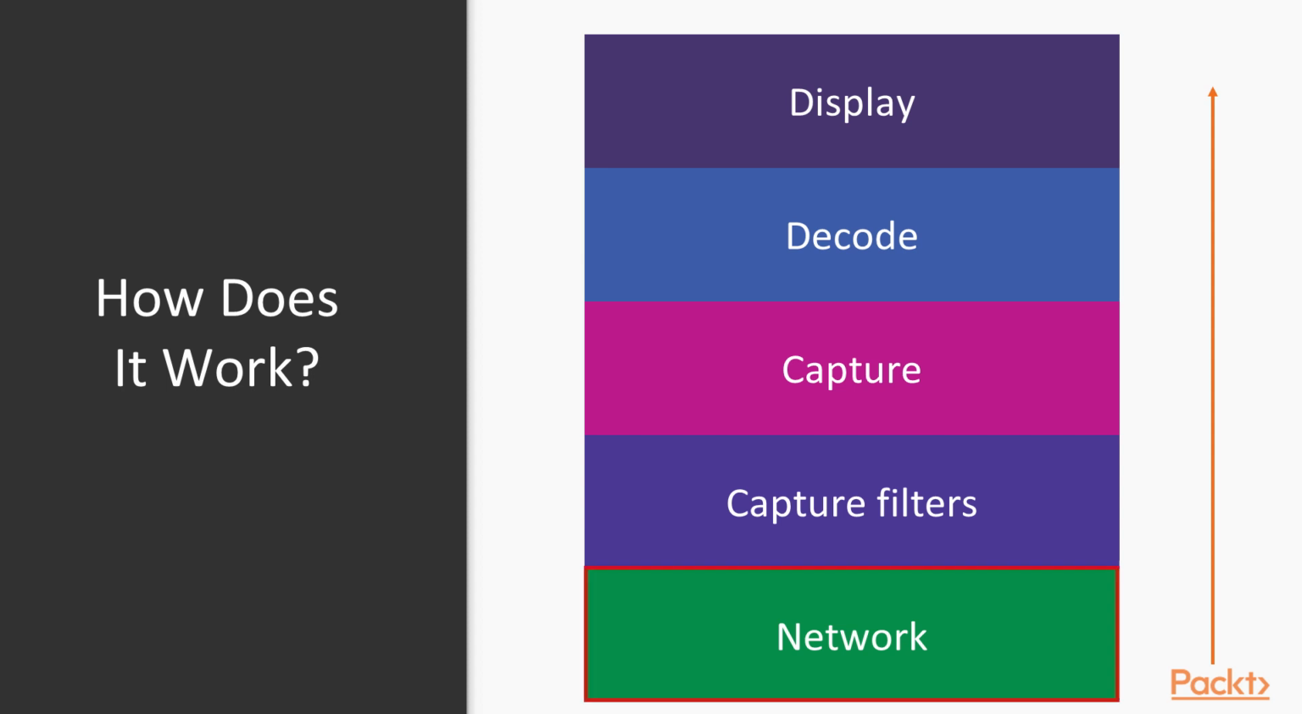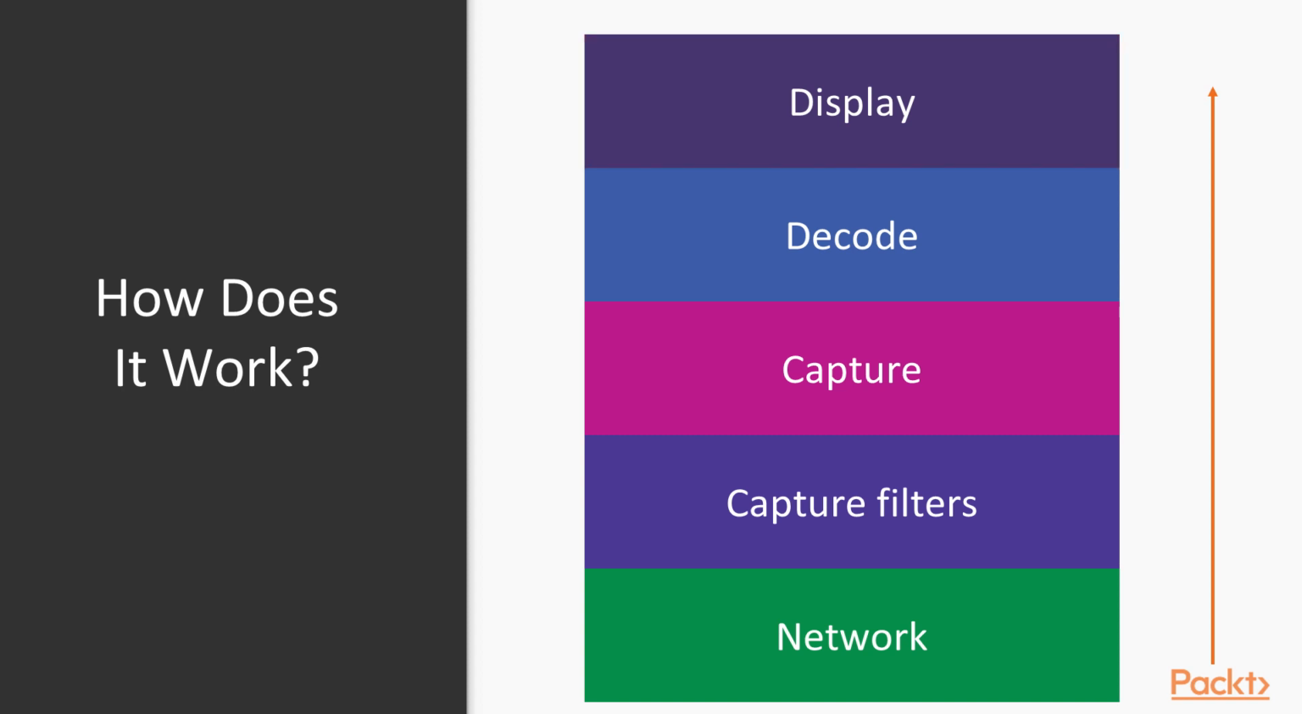You have here the network at the bottom of the screen. This is where the actual traffic of hex dumps and bits and bytes is. After that, you identify what you want to capture from this network. We will go into the details of that in the upcoming lessons. After that, you capture the traffic, and then you decode or break into the traffic, and then you display it in a human readable format.